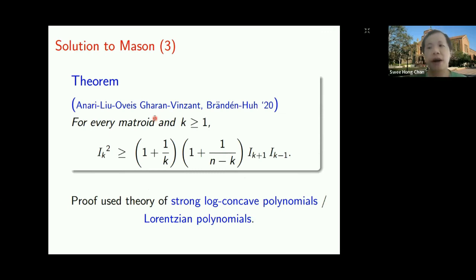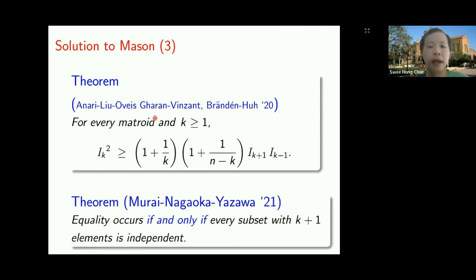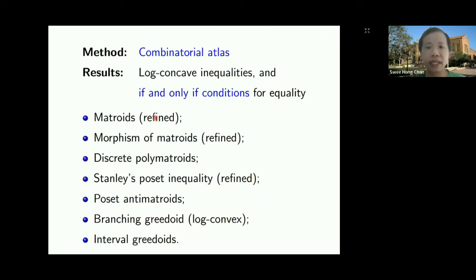And today, our goal, our philosophy, is to push this idea as far as possible. We want to develop a new tool that is as combinatorial, as simple as possible, so that it can be more flexible and can prove a little bit more. The result of doing that is this new method that we call the combinatorial atlas, which can be used to prove log-concave inequalities.